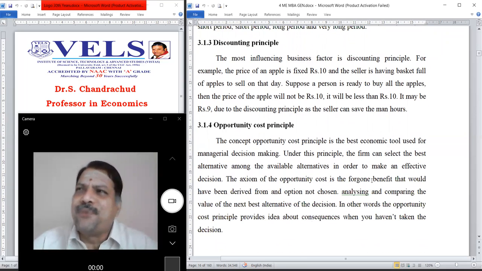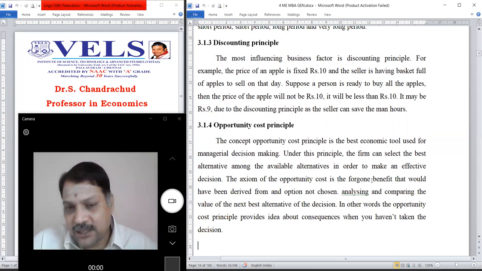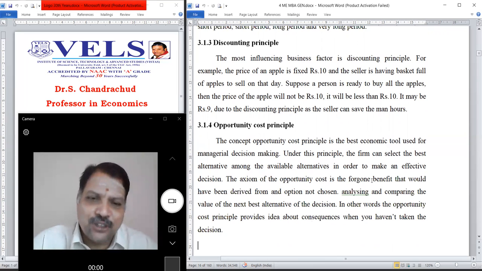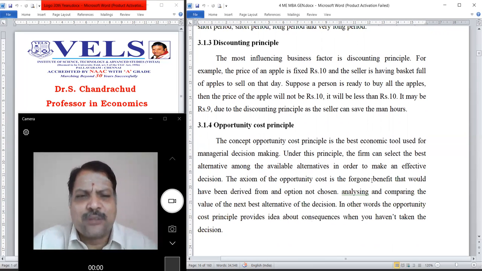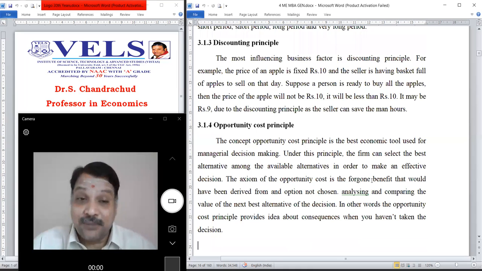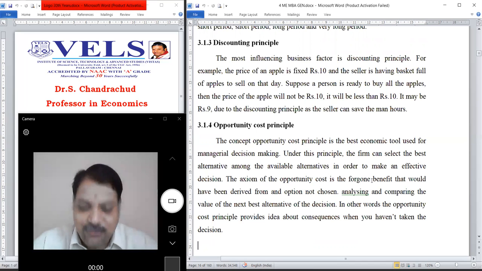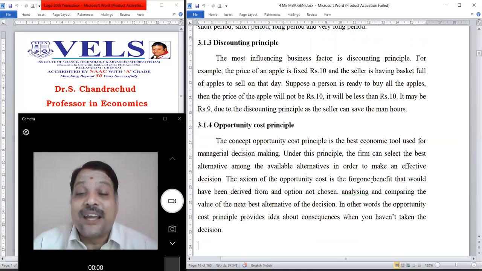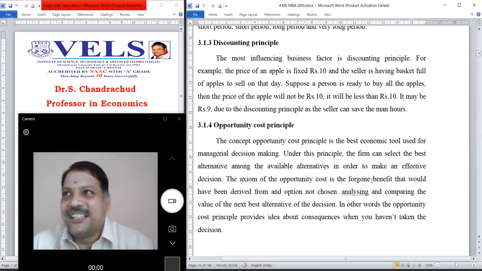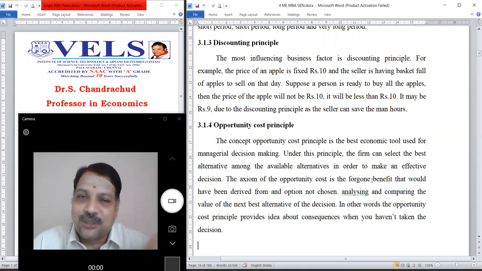The most important concept in managerial economics is opportunity cost. This concept of the opportunity cost principle is the best economic tool used for decision making in business practices. Under this principle, the firm can select the best alternative among the various available alternatives in order to make an effective decision. If you see the decision making process, first you have to list out a number of options, that is a number of alternatives, and choose the best.